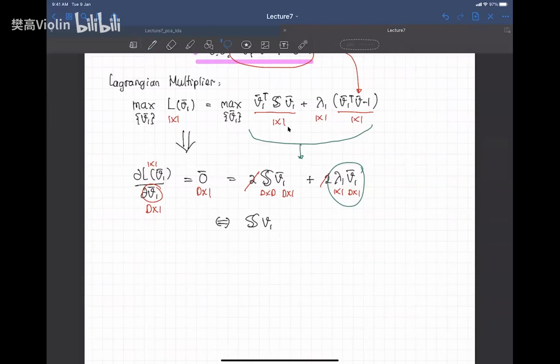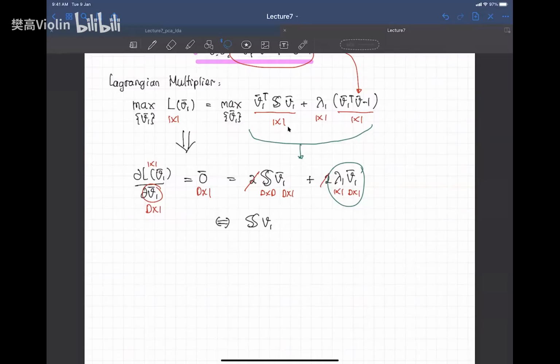Wait a moment. Let me check if everything is fine. Oh, by the way, that's the textbook. The textbook is called Pattern Recognition and Machine Learning. That's the textbook that I use here. You need to read the textbook so that you can understand what's going on here.